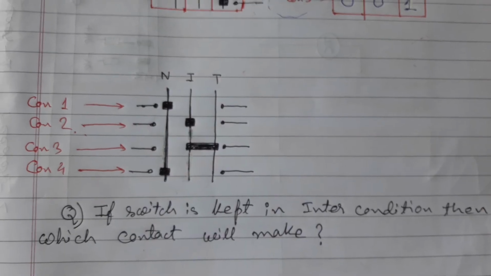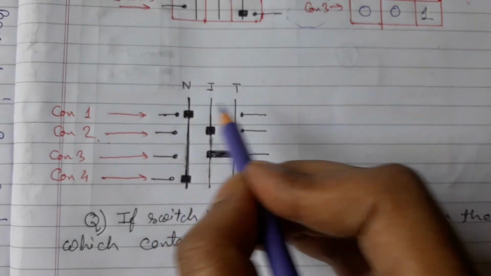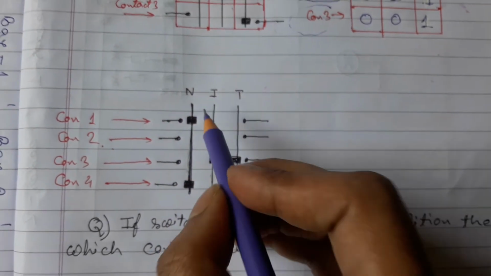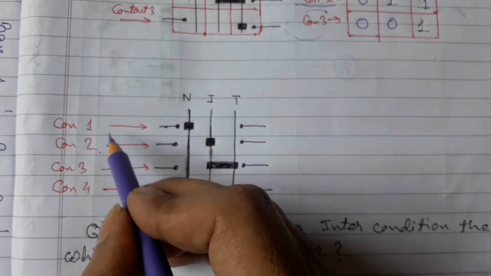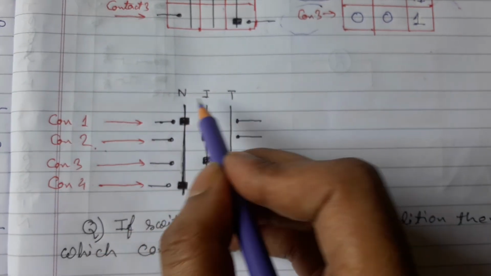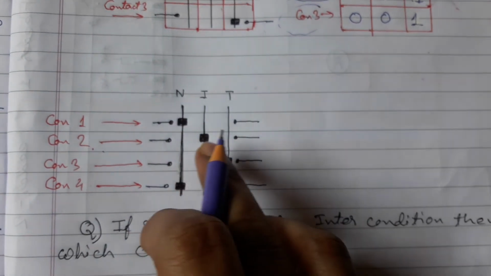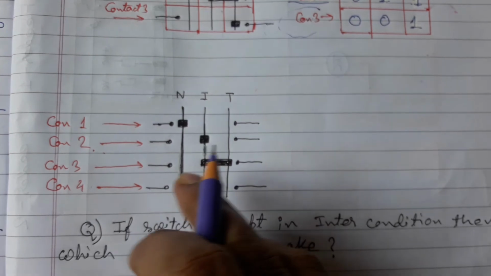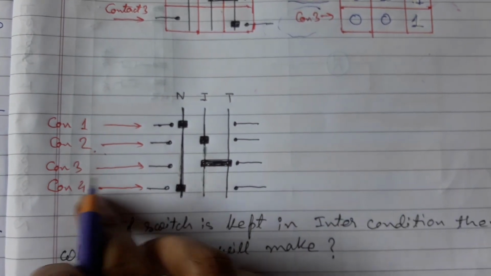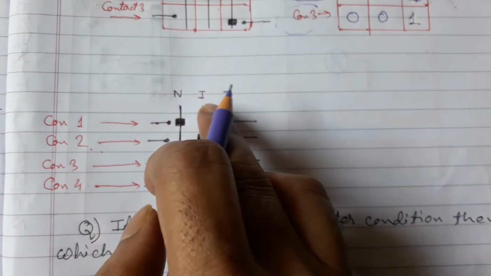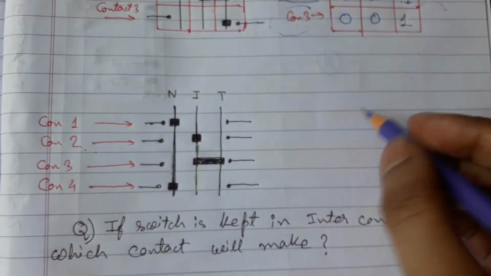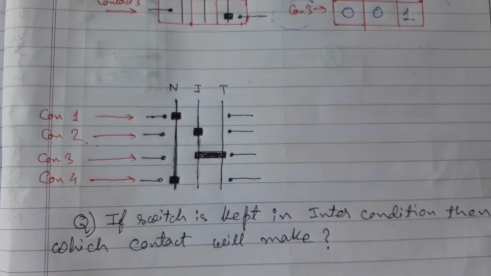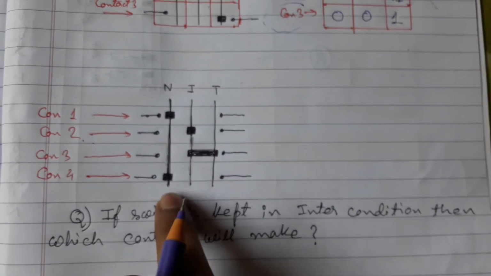Now here is one question for you. You can draw one matrix on this switch. This is a switch with 4 contacts and 3 positions. You can get the condition of any contact depending upon the switch position by making one matrix here. So, this is a question for you.